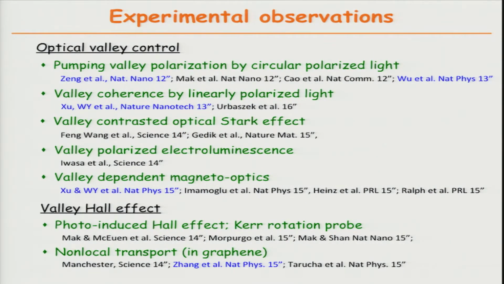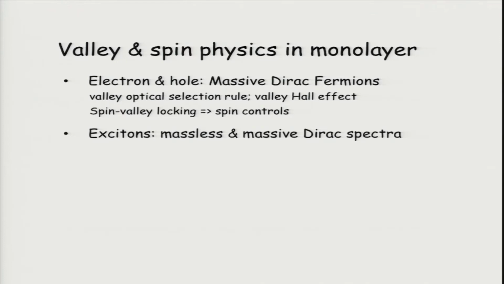And these valley physics of the monolayers, many of them have already been observed experimentally. So the optical selection rule has now become a standard mechanism to access the valley degree of freedom in these semiconductors. And the valley Hall effect has also been observed, combining it with the valley optical selection rule. And recently in graphene, it's also measured in purely electric measurement through the non-local transport. So that is a brief overview of the monolayer properties.